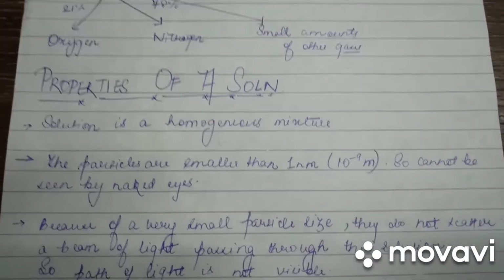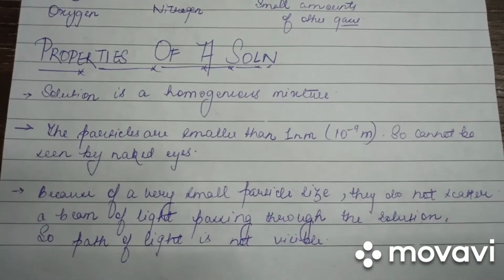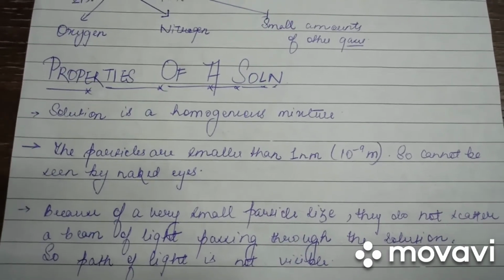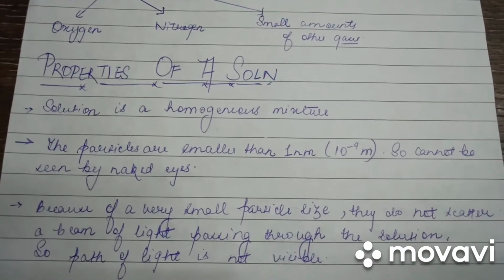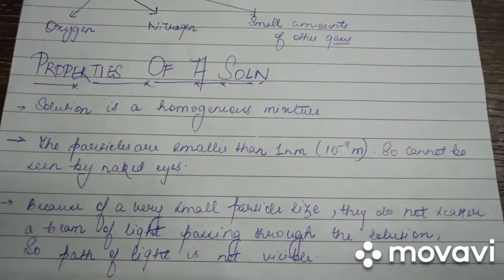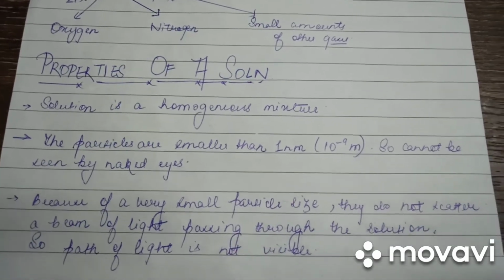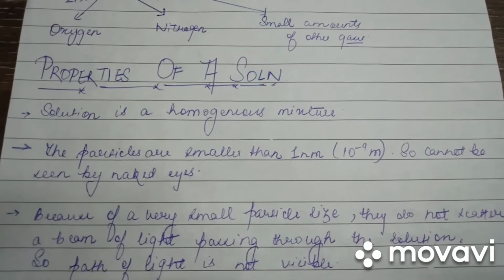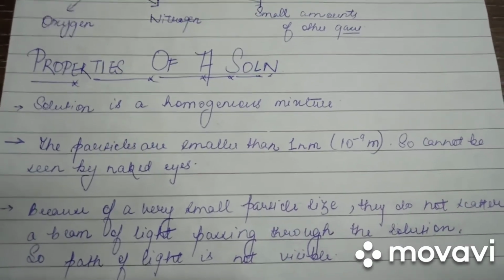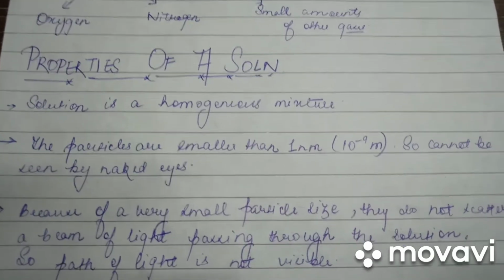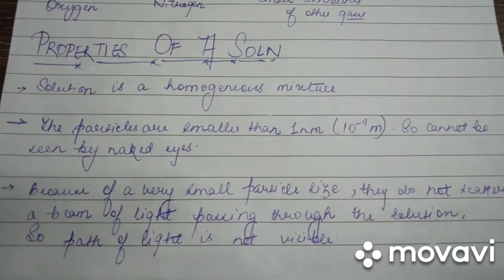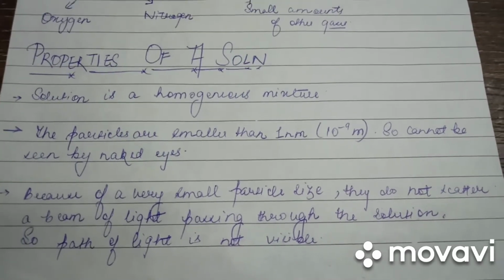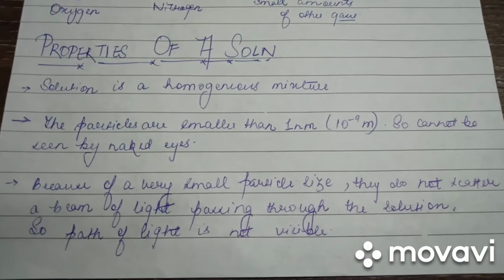Let us now move ahead to the properties of a solution. Solution is a homogeneous mixture. The particles are smaller than 1 nanometer, so cannot be seen by naked eyes. Considering the example of lemonade, when all the components of the lemonade are properly dissolved, we cannot see the particles of lemon or the particles of salt or sugar. Because of very small particle size, they do not scatter a beam of light passing through the solution. So path of light is not visible.